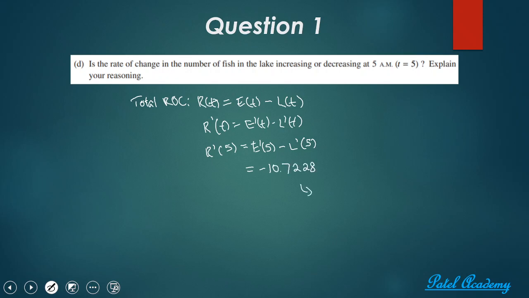Now because this is less than 0, the function, so the rate of change, is decreasing. Now you could say by the first derivative test, this should be again enough work. Or you could say because the first derivative is less than 0, because that's just a property of the derivative.